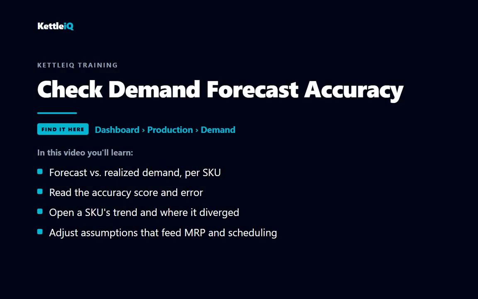Checking demand forecast accuracy in KettleiQ. In this short training, I'll show you how each SKU's forecast tracks against actual depletions, where it diverges, and how adjusting its assumptions feeds forward into MRP and your brew schedule. Let's take a look. You'll find this under Production Demand from your dashboard.